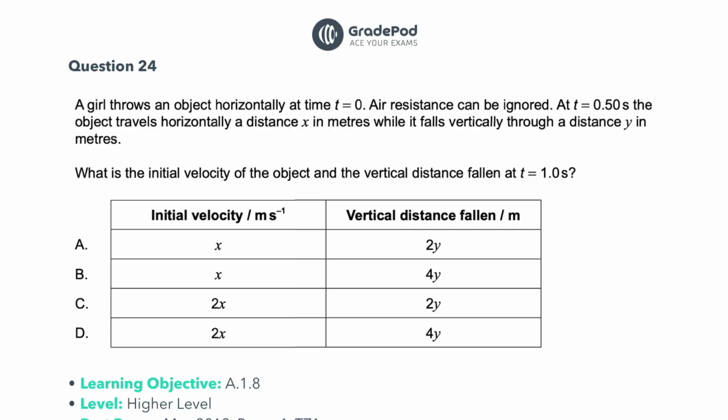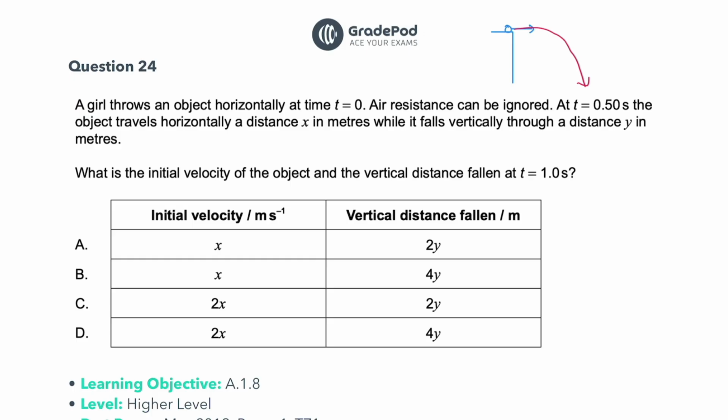Let's draw a little diagram. We've got the cliff here. We've got the ball being thrown off the cliff like this, and it has an initial velocity of, we don't know, we want to find that out. The trajectory of the ball will look like this, and we want to find the initial velocity and the vertical distance.